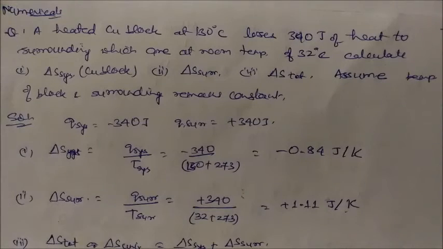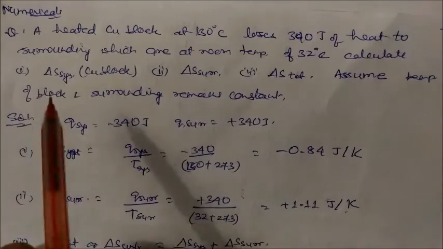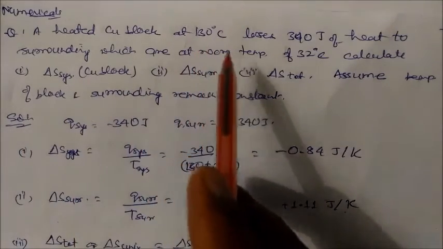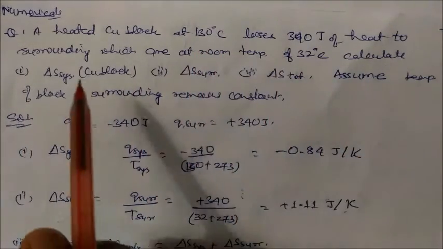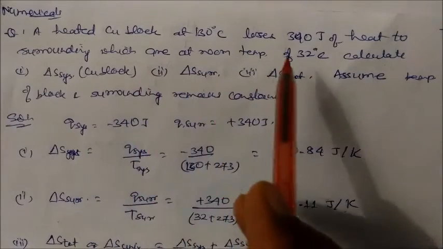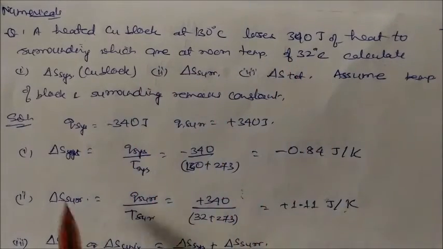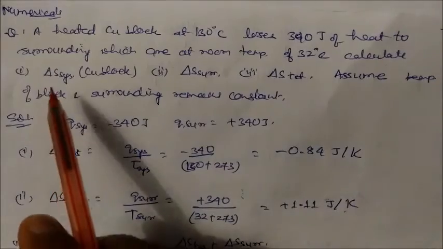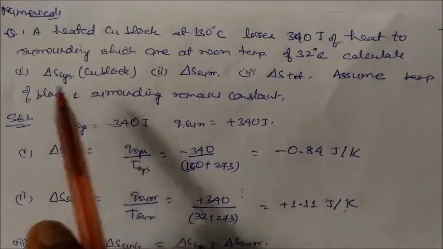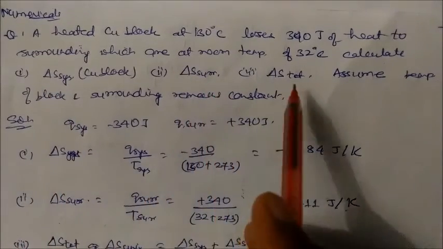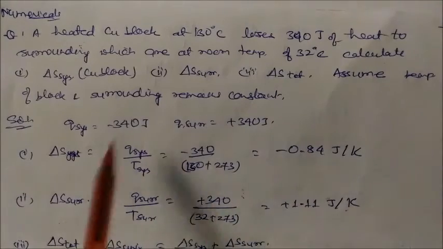Now let us solve some numericals. A heated copper block at 130 centigrade loses 340 joules of heat to the surroundings, which are at room temperature of 32 degrees centigrade. Calculate the change in entropy of the system, change in entropy of the surroundings, and total change in entropy. Assume the temperature of block and surroundings is constant.